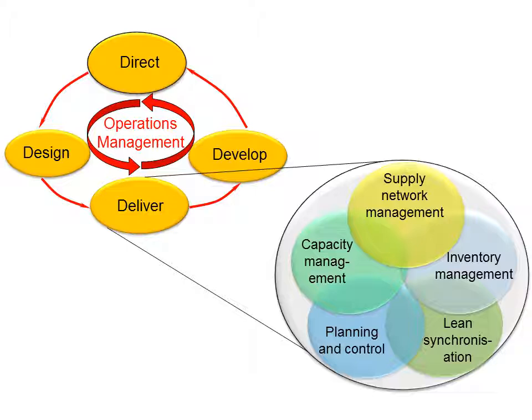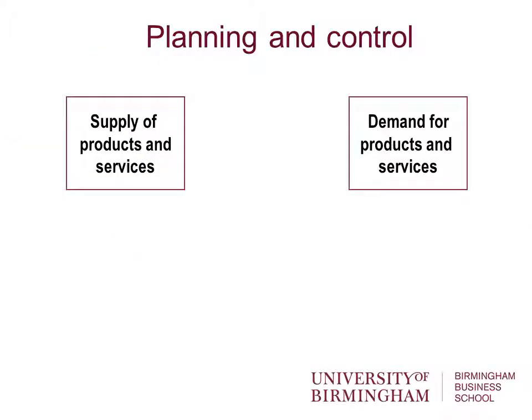Today this session we're looking at capacity. In the next session we'll be looking at inventory and lean synchronization together, and those 3 are very closely related or integrated via planning control, which relates capacity and inventory and to some extent lean synchronization to demand. So planning control is all about relating these issues to demand, which I'll come on to a bit later. Okay, so straight in on planning and control.